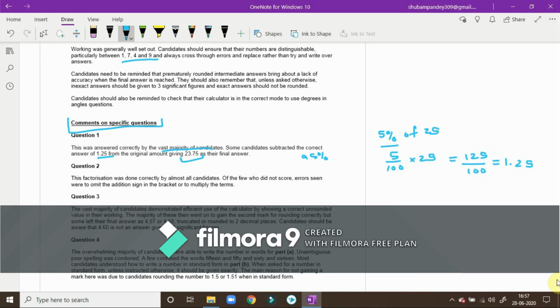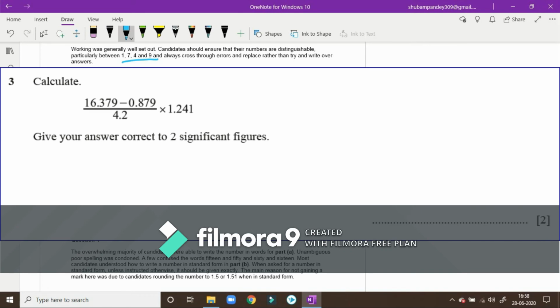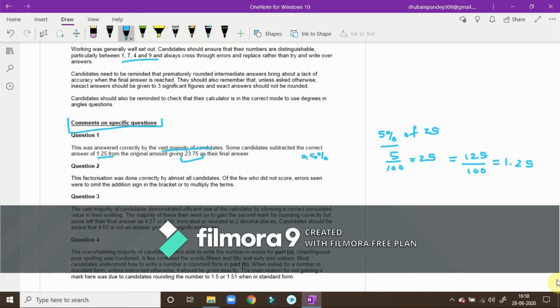Next, if you want to take one more question, let's take up question 3. So here is question 3. Now after seeing the question, what we actually had to do is just input everything into the calculator, and finally we'll get an answer of 4.57 or 4.58. But they had asked that candidates had to round it to two significant figures.